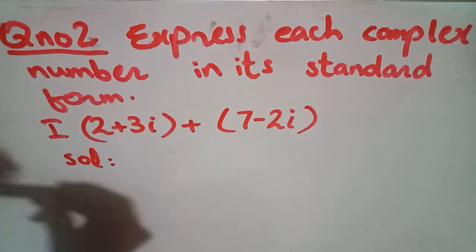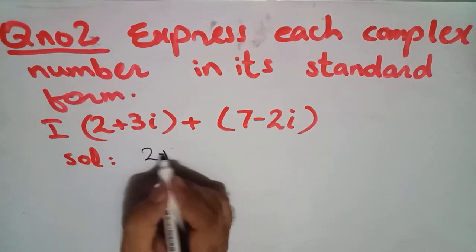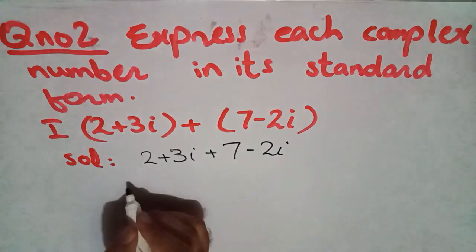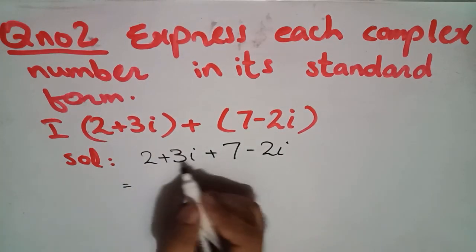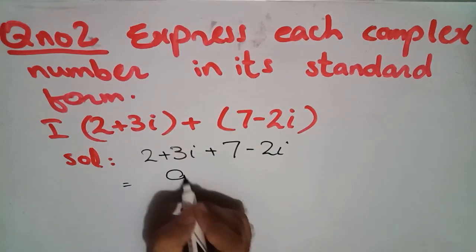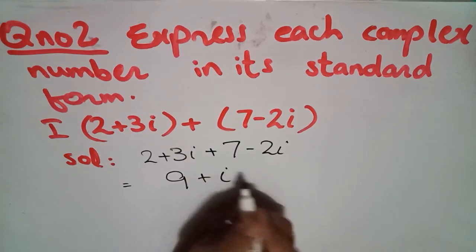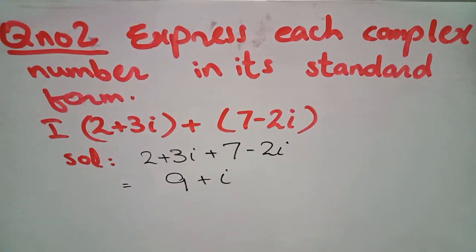So the solution will be 2 plus 3 iota plus 7 minus 2 iota. By subtracting, 7 plus 2 is 9, and 3 iota minus 2 iota will be plus iota. So it is the answer.